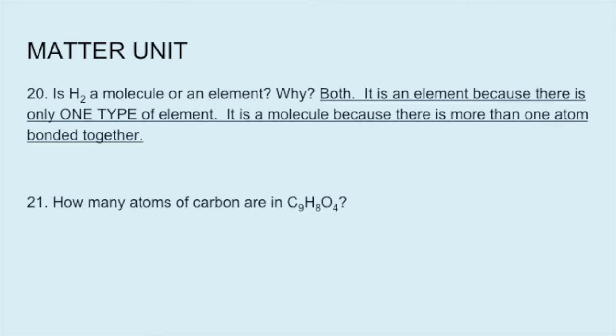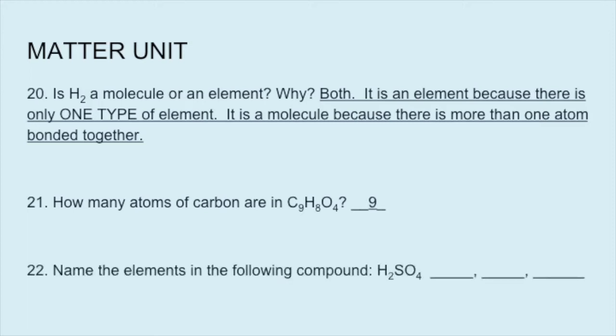All right, so how many atoms of carbon are in C9H8O4? And for that, we're just going to use the subscript. That'd be 9 atoms of carbon. And name the elements in the following compound, H2SO4, that's sulfuric acid. You would just use your periodic table: hydrogen, sulfur, and oxygen.